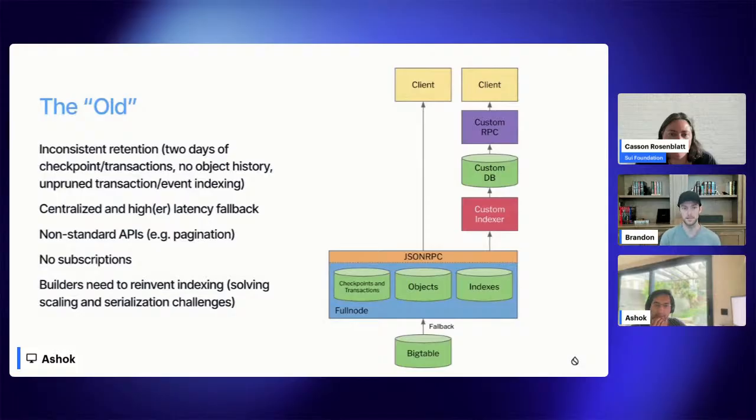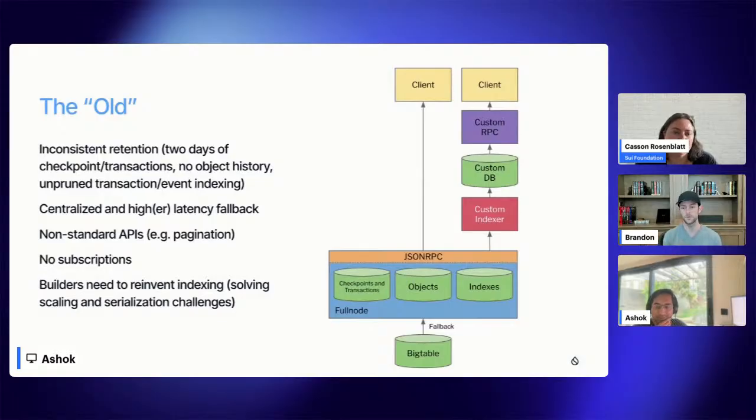Some of those are that there's inconsistent retention of data. There's roughly 2 days of checkpoints and transactions that most full nodes keep. No object history is generally kept, and we end up having fully unpruned transaction and event indexes on full nodes, which leads to quite a lot of data bloat on full nodes. We have this centralized and very high latency, depending on where you are in the world, fallback to an archival service that the foundation maintains.